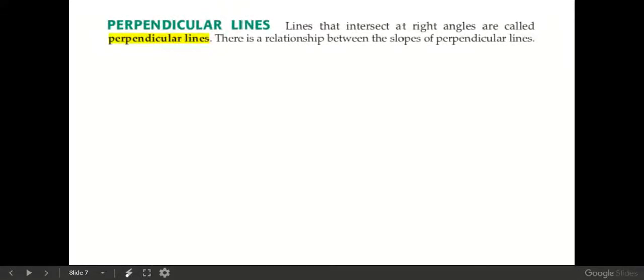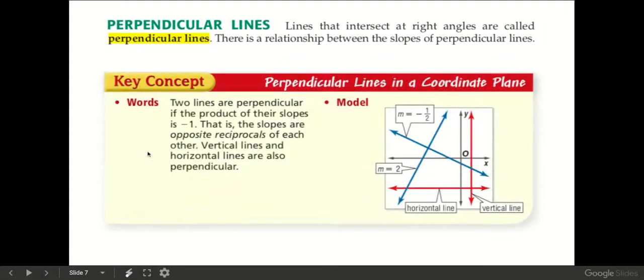Now let's talk about perpendicular lines. So we know that parallel lines have the same slope, so let's talk about what perpendicular means. Lines that intersect at a right angle, which means 90 degrees, so two lines that cross perfectly at 90 degrees, are called perpendicular lines. There is a relationship between the slopes of those perpendicular lines. Now they're not the same, but they are related.